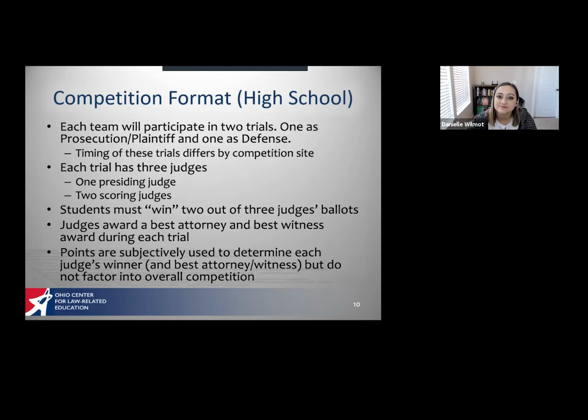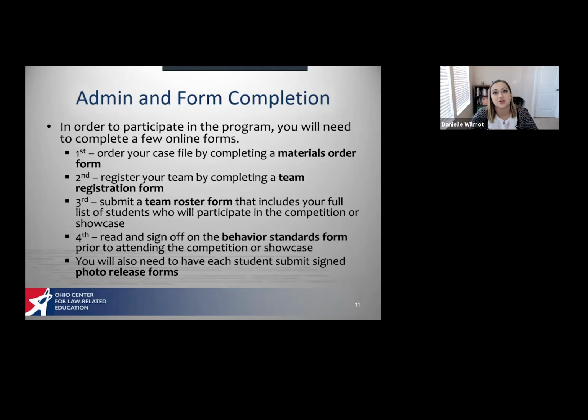All right. So admin and form completion, the boring part for you of mock trial, but it's necessary to make sure that we have all our ducks in a row. So in order to participate in the program, you have to complete a couple of forms. The first thing you need to do is complete your materials order form. So that is what is going to secure you that case file that I just talked about. So that case document, whether you have it in hard copy or digital copy, you get that by completing a materials order form. Once you do that, you will register your team.